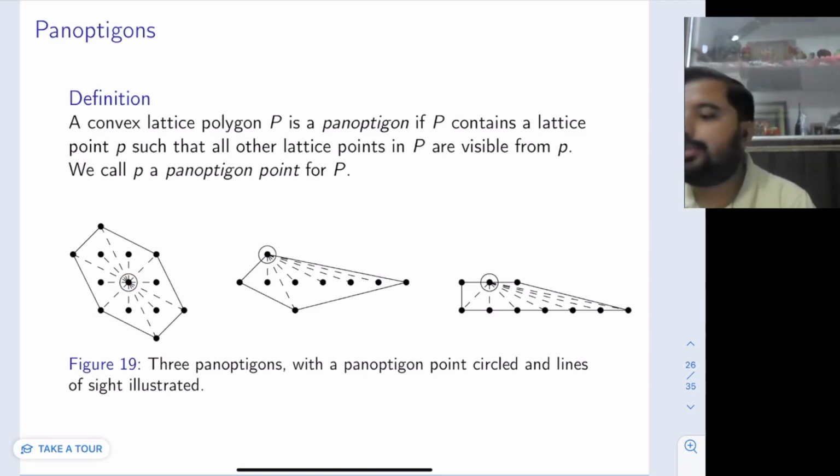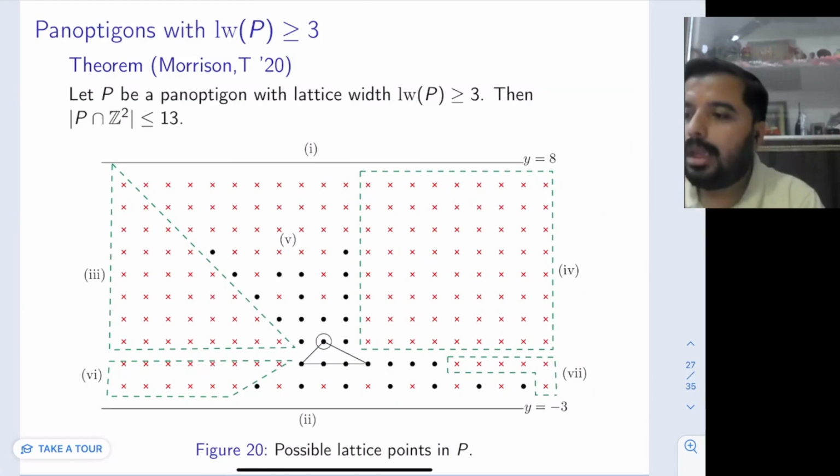And the dotted line actually shows that, and it doesn't need to be unique. As you can see here, this lattice point is also seeing all other lattice points present in the lattice polygon. So we define such a lattice polygon to be a panoptigon. And so one aspect was: given certain constraints, could we classify all panoptigons? And if so, can we enumerate them?